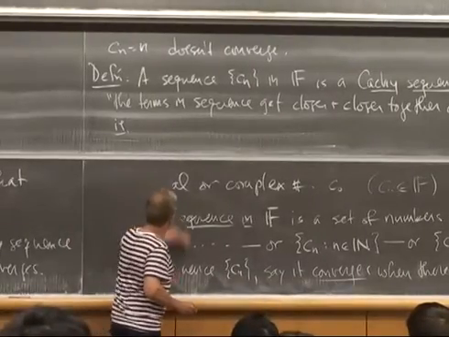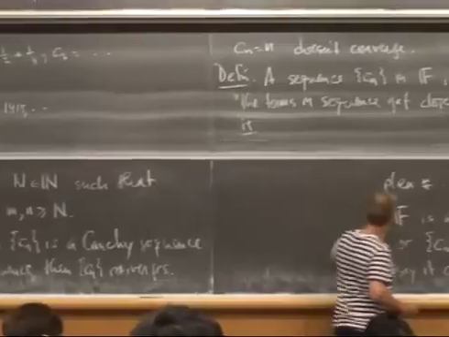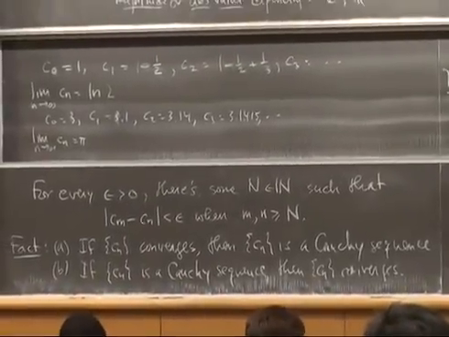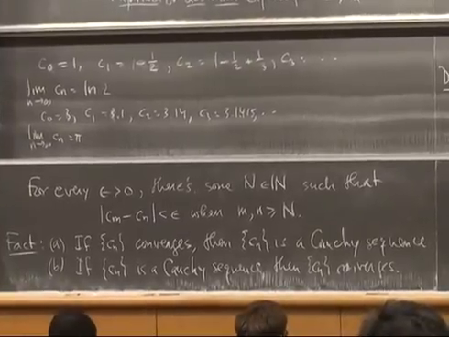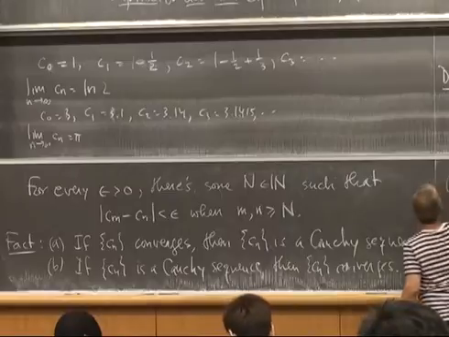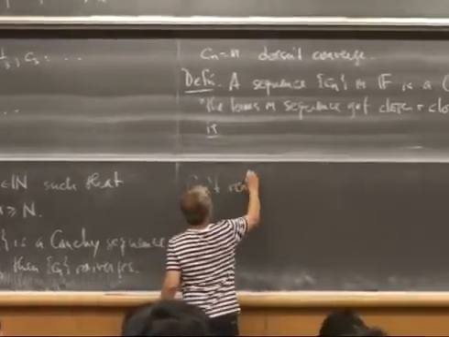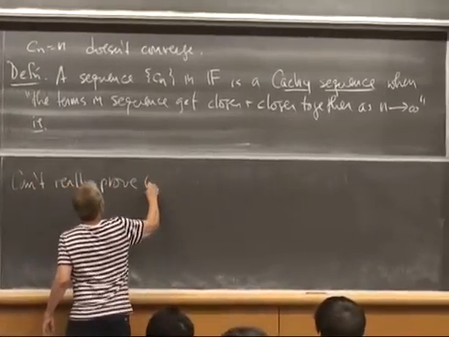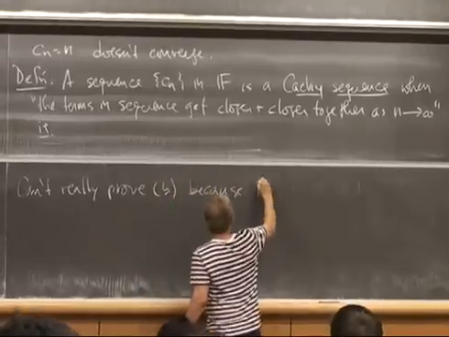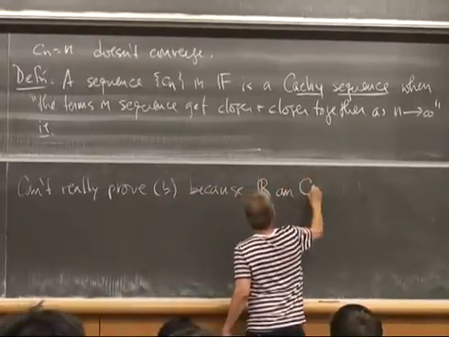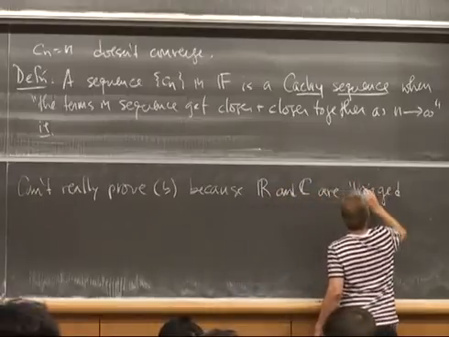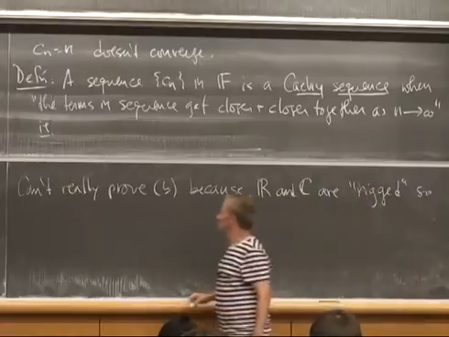And I want to emphasize that. So it turns out we can't really prove B, because essentially the real and complex numbers are, quote unquote, rigged so that B holds.